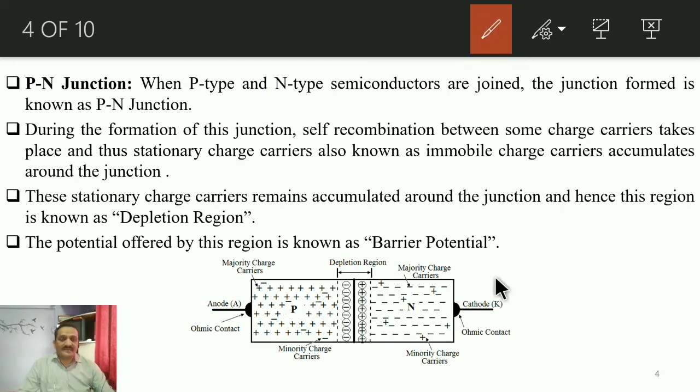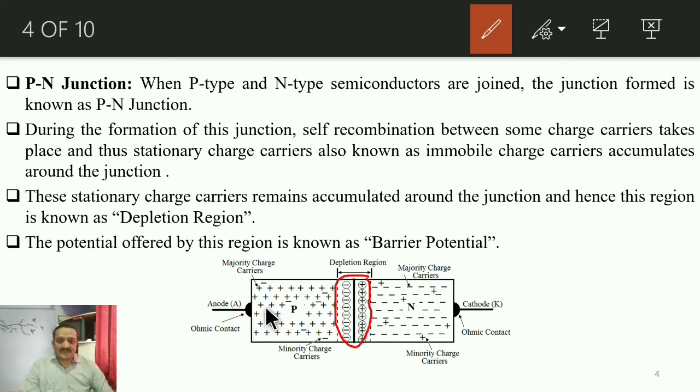And once they get recombined, stationary charge carriers, or we can say immobile charge carriers, get accumulated around that PN junction like this. It is shown over here: the charge carriers with a circle, and the remaining are the charge carriers without a circle. So the circled ones are known as stationary, or immobile, charge carriers, is it?